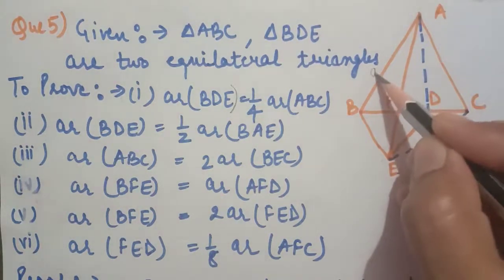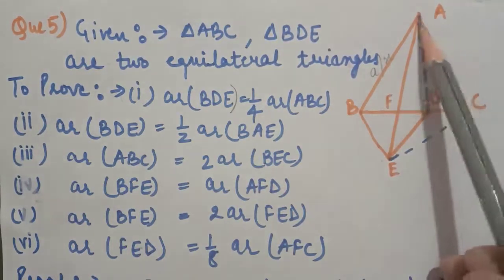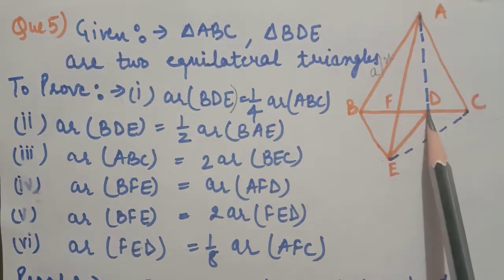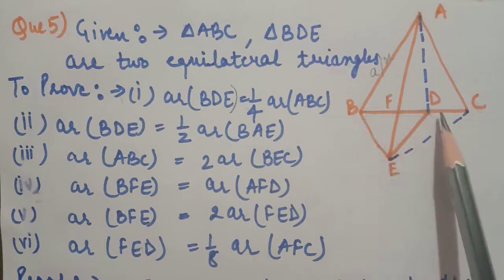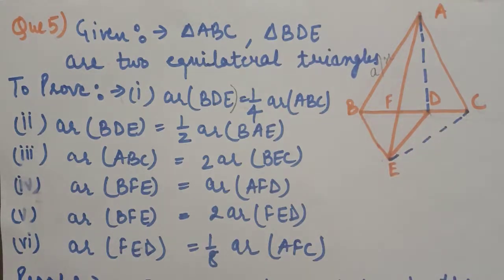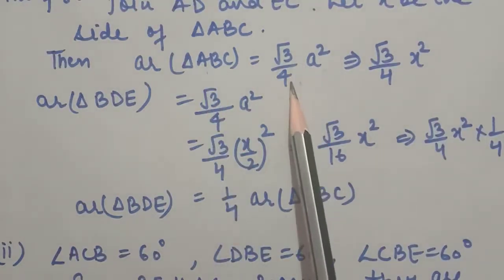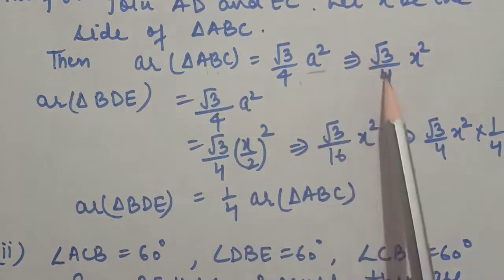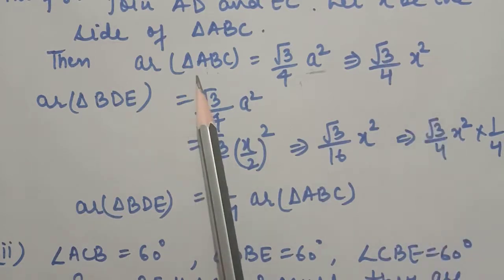If we take all sides of the triangle as X, then this is X, this is also X, and this is also X. We know it very well that D is the midpoint of BC. So definitely BD is half of X and DC is also half of X. So students, the area of triangle ABC is equal to √3/4 a square, where the side of the triangle is X. So we put the value: √3/4 x square is the area of triangle ABC.